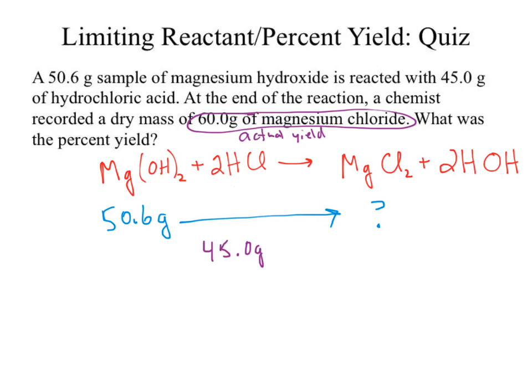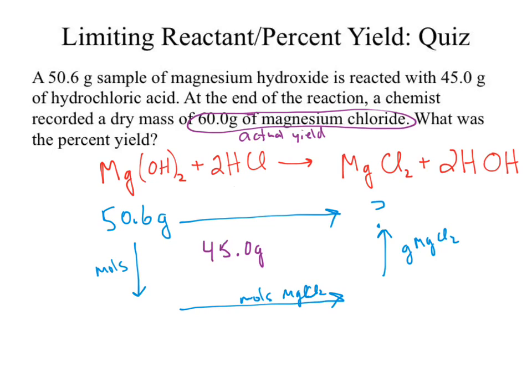To convert from one species to another, what unit do I need to be in? I need to be in moles. So the very first thing I'm going to do is convert my magnesium hydroxide into moles. Once I'm in moles of magnesium hydroxide, what can I do? We can then convert our moles into moles of magnesium chloride. Once we have moles of magnesium chloride, then we can convert that into grams of magnesium chloride.